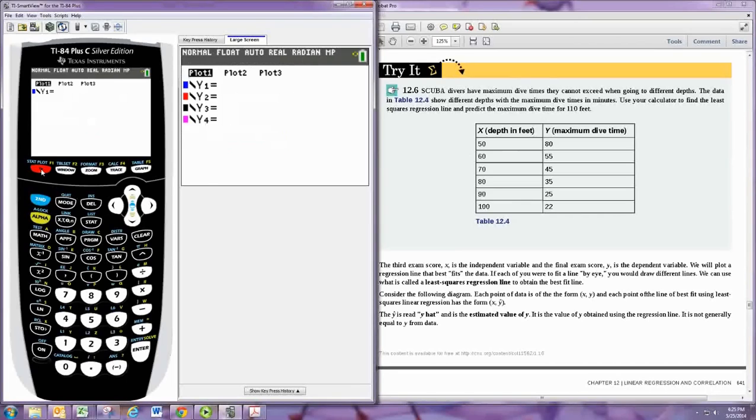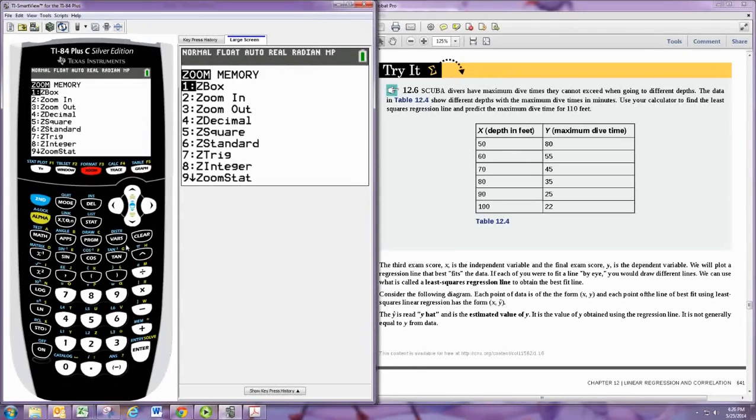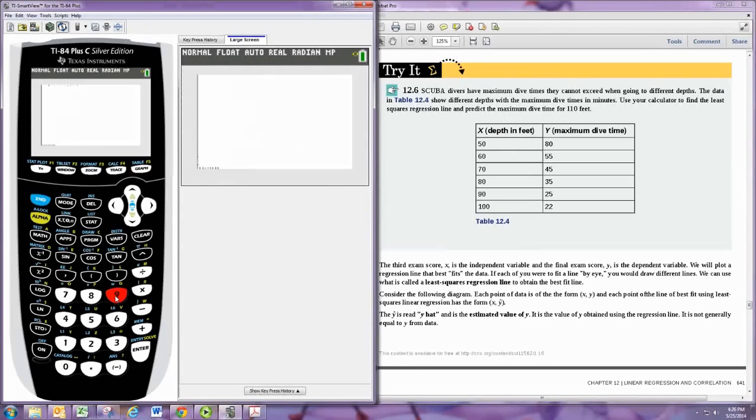Check regular Y equals for any equations and clear those out if you need to. Then hit graph. And you still may see nothing because we don't have the right window. I think a lot of times ZoomStat will give us the right window. Zoom 9, and you see a nice scatter plot there.